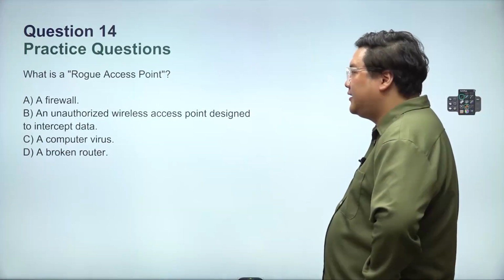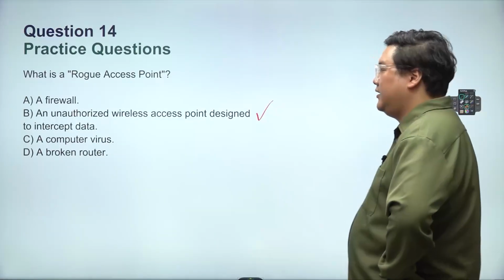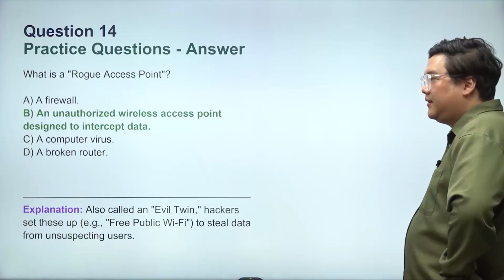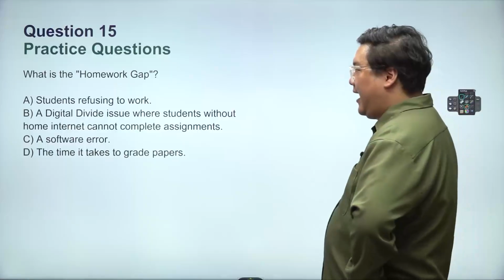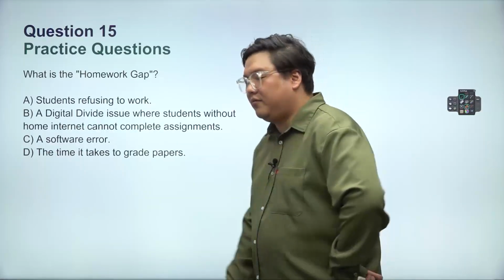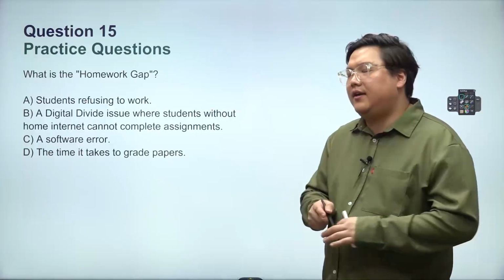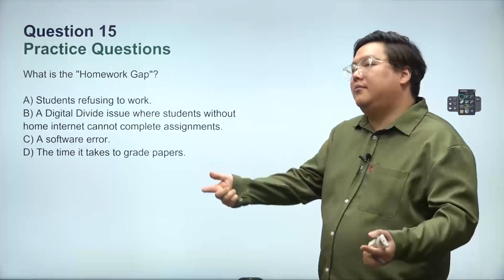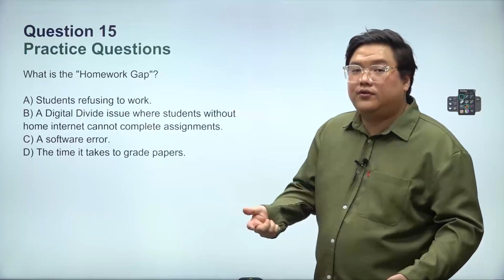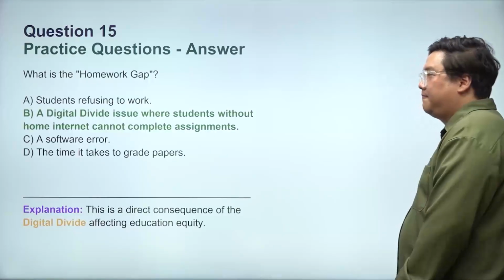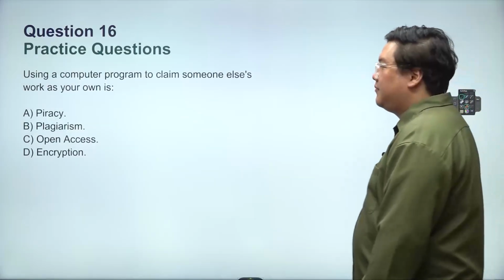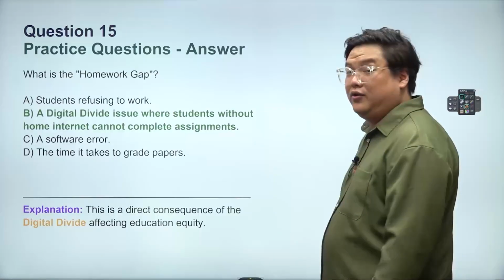And rogue access point, it was an unauthorized wireless access point designed to intercept data. And a homework gap, we also talked about it. And we said it's one of the most common examples used to describe digital divide, right? So it's B.